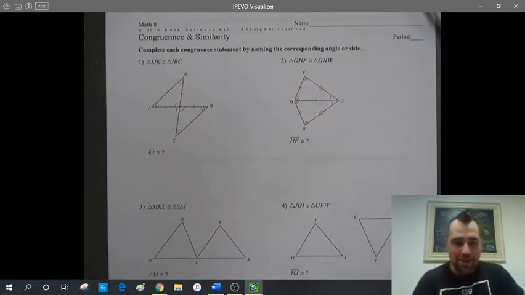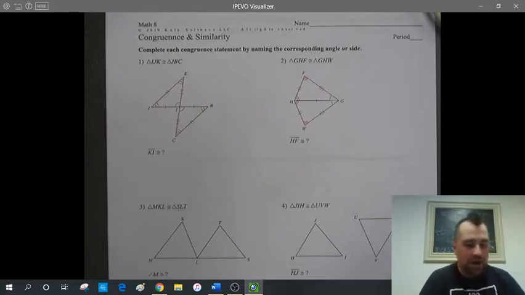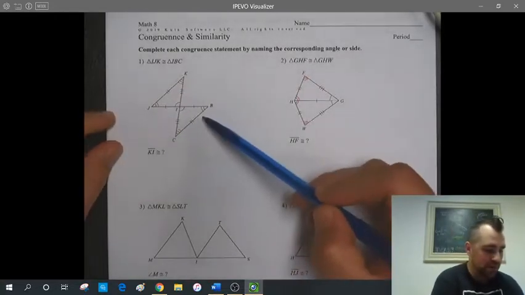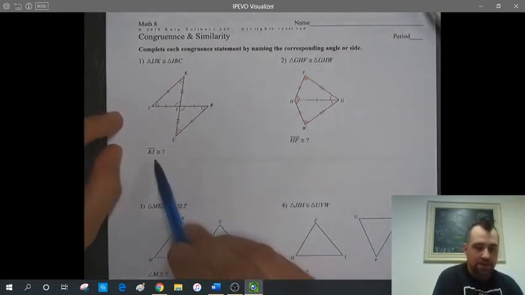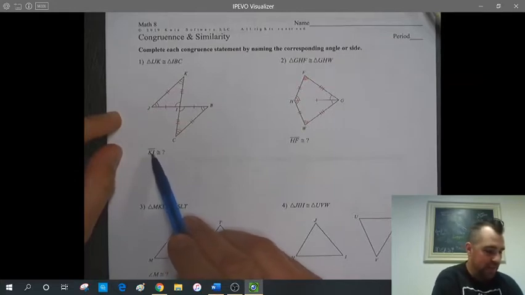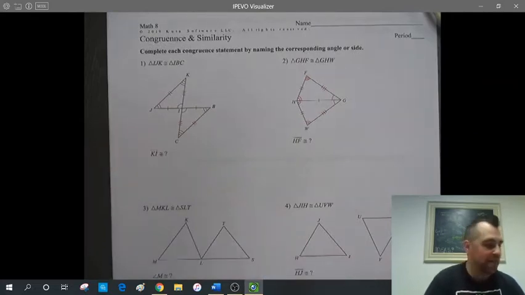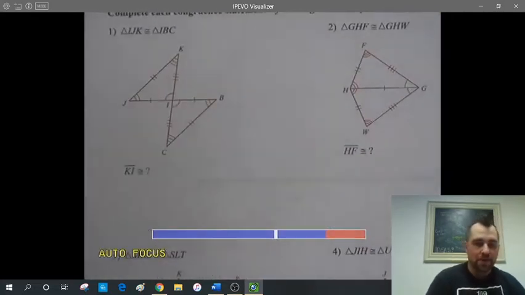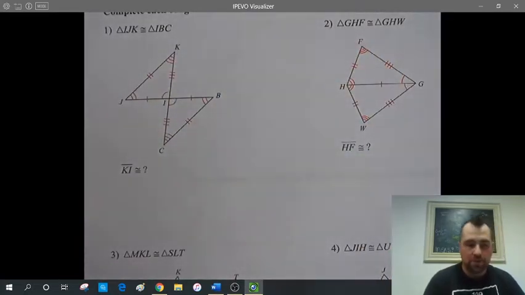But anyways, starting off, the congruence and similarity worksheet. The first part here, complete each congruence statement by naming the corresponding angle or side. So we've got triangle IJK is congruent to triangle IBC. Then it shows us the triangles here, and this one's fully marked with both the angles and the sides. The question is down here at the bottom below the triangles, where it says K to I would be congruent to what? The little line on the top means that it's a side length. So we're wondering what side length, if K to I, which would be this side here in this triangle, would be congruent to what side length in the other one?